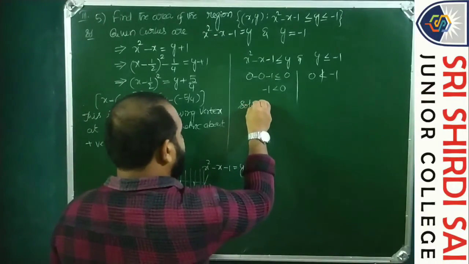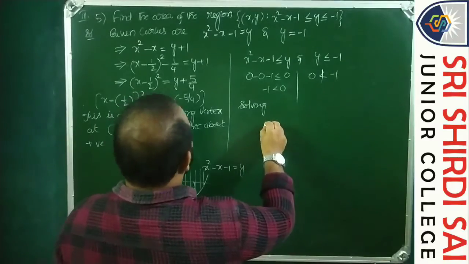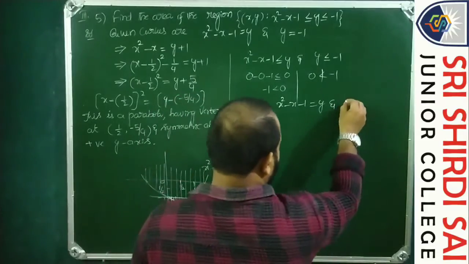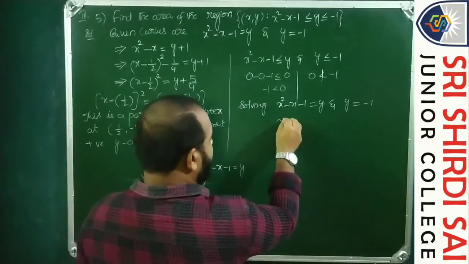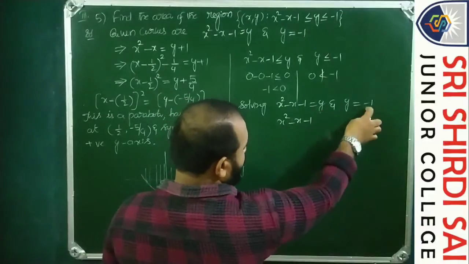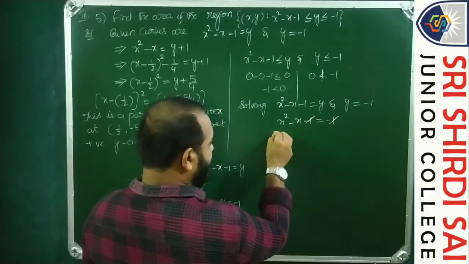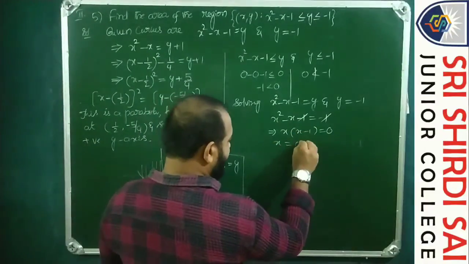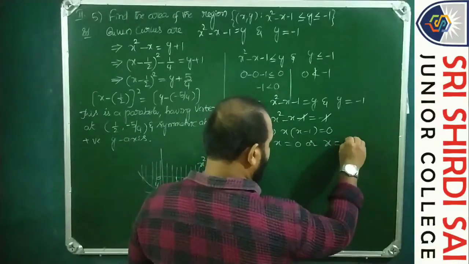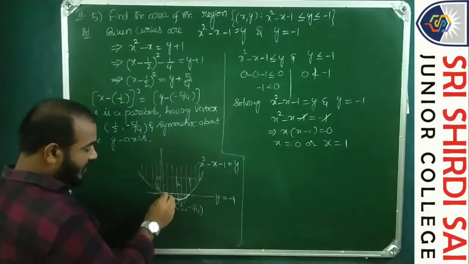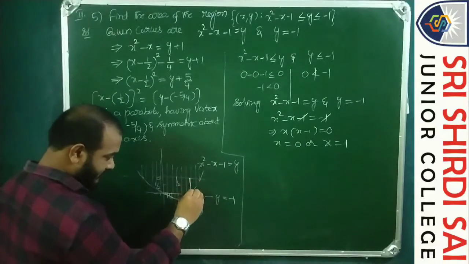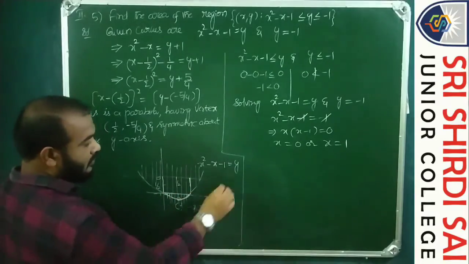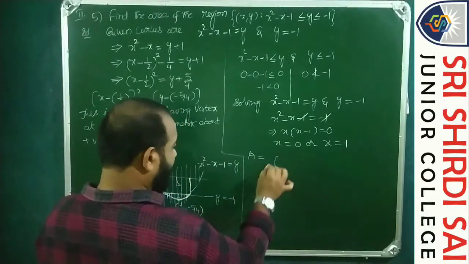Solving x square minus x minus 1 equals y and y equals minus 1, we get x square minus x minus 1 equals minus 1. Minus 1 gets cancelled, so x into x minus 1 equals 0. Therefore, x equals 0 or x equals 1. This is the area you can see here. This is 1 and this is 0. This is the area we want.